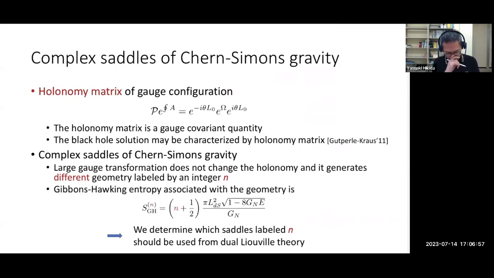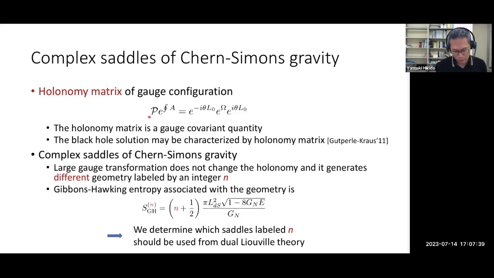But the problem of Chern-Simons gravity is we don't know what a black hole means. In the metric formulation, there's a horizon and singularity, so we can easily see whether there's a black hole or not. But in Chern-Simons gravity, we have only the gauge field, so it is very difficult to see what's happening. The first proposal of this kind of thing is this paper, and they propose that we can define this holonomy matrix.